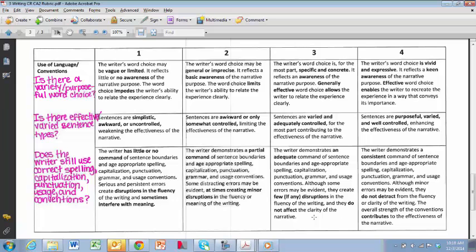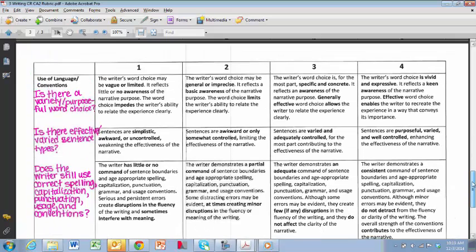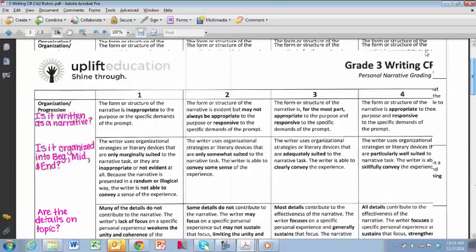And then in order to get a 4, the conventions really need to contribute to the effectiveness. That would be things like correctly using dialogue when somebody in the paper is saying something. That would be like correctly using an exclamation point to convey the experience a little bit better. So that's the rubric. Again, if you have any questions, feel free to post them on the discussion board.